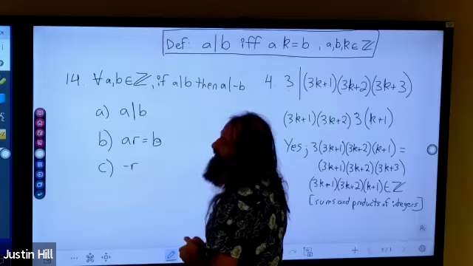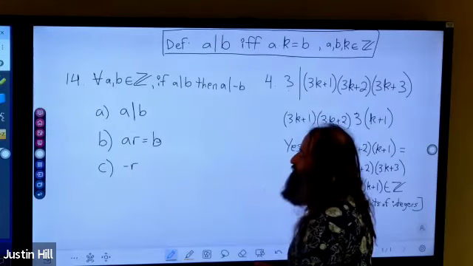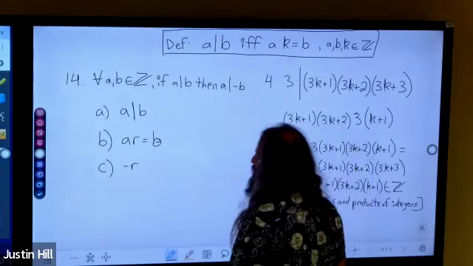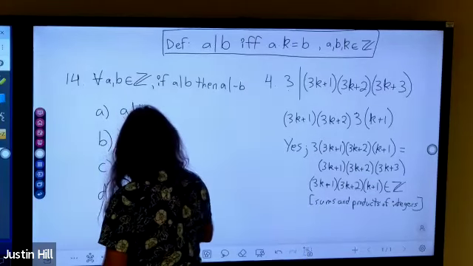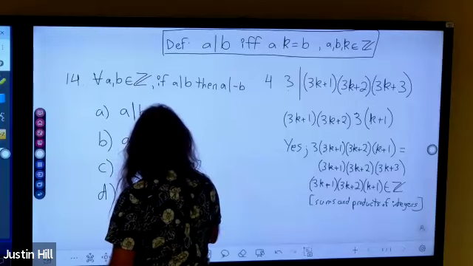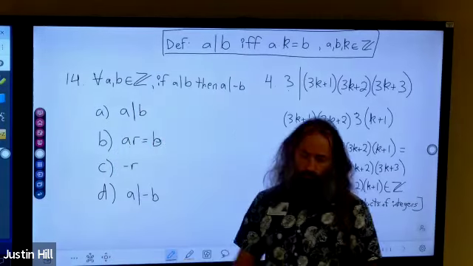Thus, by substitution, negative B equals A times T, where T is an integer. And so by definition of divisibility, A divides negative B, as was to be shown.